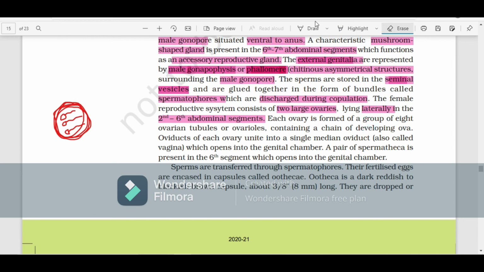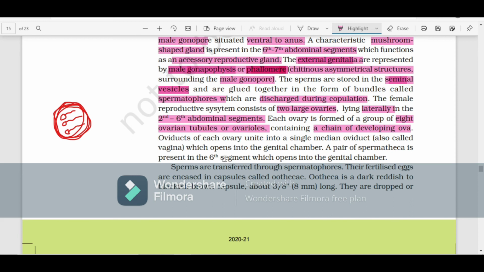Each ovary is formed by the group of 8 ovarian tubes or ovarioles containing a chain of developing ova. So each ovary has how many ovarioles? 8. A female cockroach has how many ovarioles or ovarian tubules? It is 16, twice, right? Because it'll have a pair of ovaries.